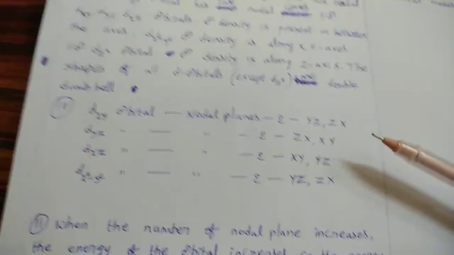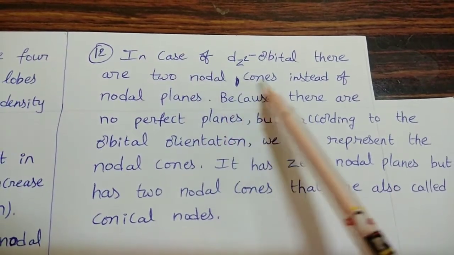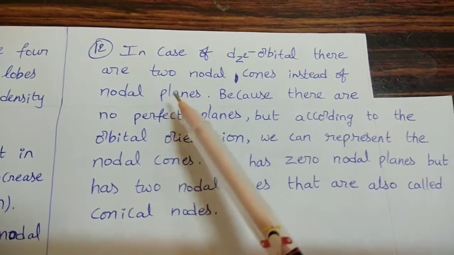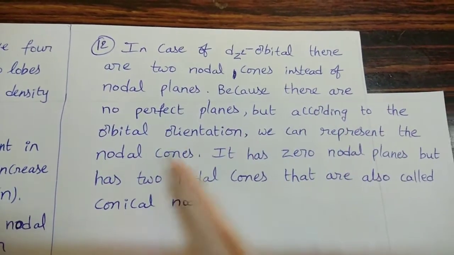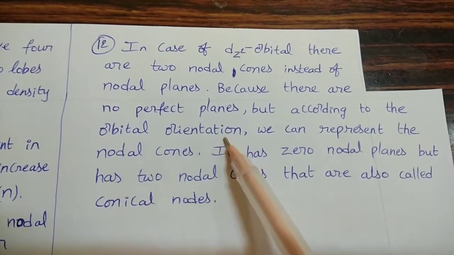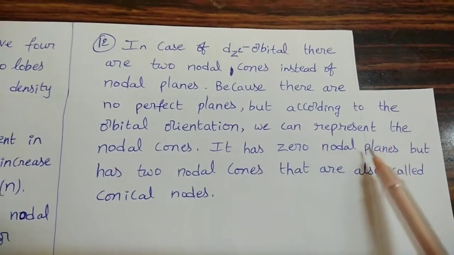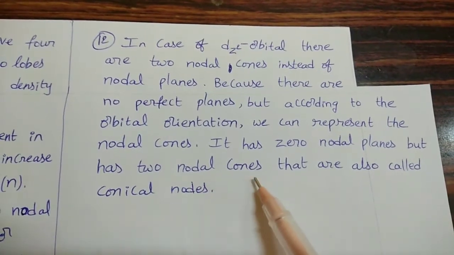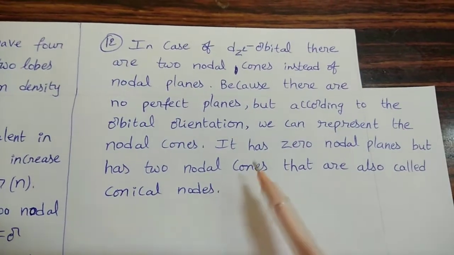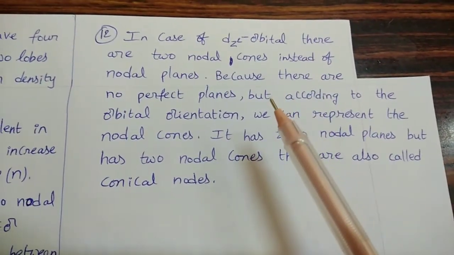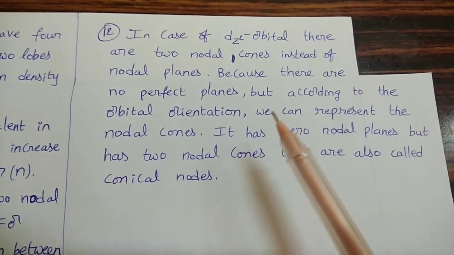Okay. Next. In case of dz square orbital, there are two nodal cones instead of nodal planes because there are no perfect planes, but according to the orbital orientation, orbital arrangement, we can represent the nodal cones. It has zero nodal planes but has two nodal cones. These nodal cones are also called conical nodes. For this dz square orbital, remember carefully, two nodal cones are there, no nodal planes.